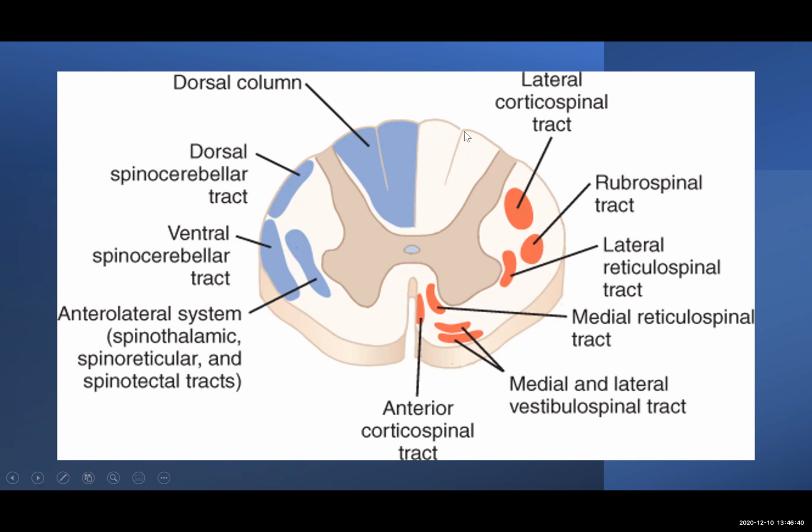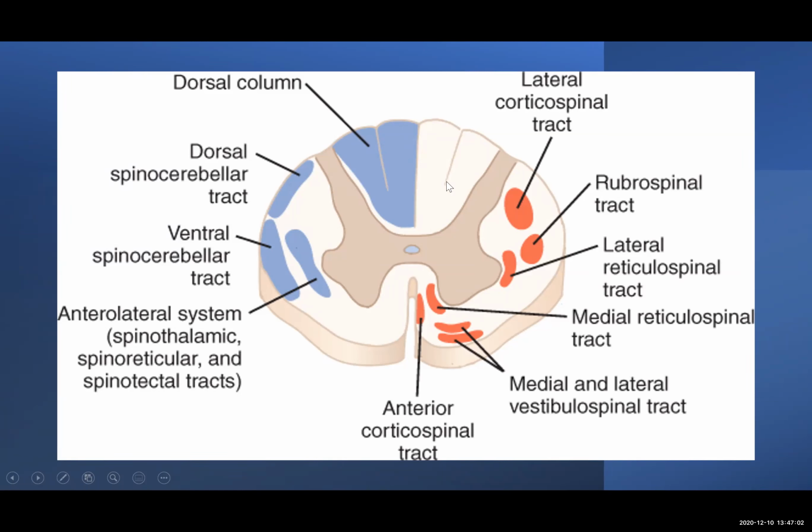Then we have the dorsal columns. And if you remember, your dorsal columns carry proprioception, vibration, and 2-point discrimination. And these are your horns where things come in and go out, okay? Your ventral horns and your dorsal roots. That's what this gray matter part is.